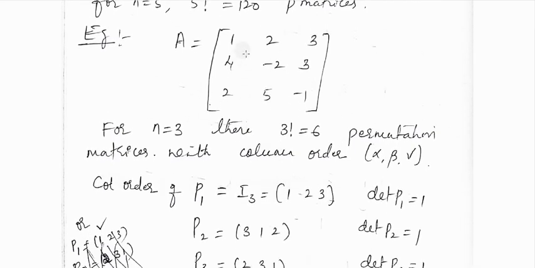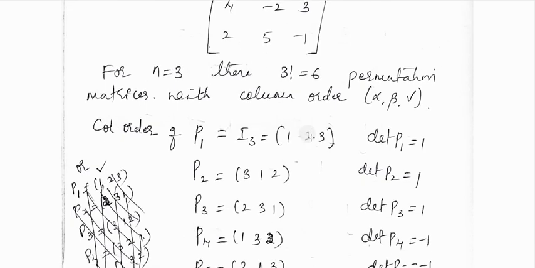Let A be the matrix 1, 2, 3, 4, minus 2, 3, 2, 5, minus 1, where the order of this matrix is 3. This is a 3 cross 3 matrix, so we can consider n is equal to 3. Therefore, how many permutation matrices will we get? 3 factorial, that is 6 permutation matrices, with column order alpha, beta, and gamma. Since it is of order 3, we have the 6 permutations. So let us find the permutation matrices.